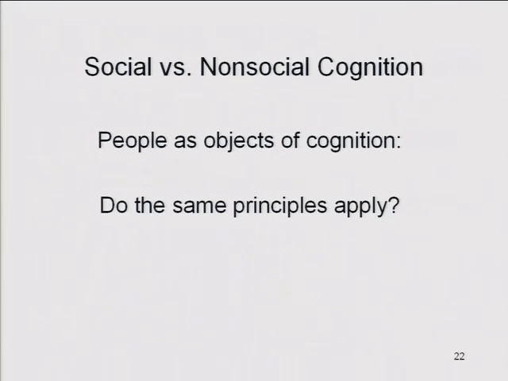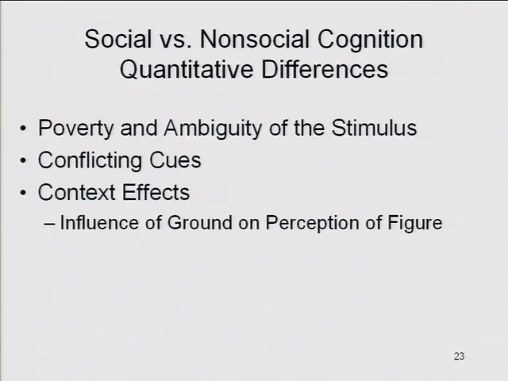That's just a starting assumption that provides a framework for the course, because it turns out that social cognition and non-social cognition differ in very important ways. Some of these ways are what I characterize as quantitative differences. There are differences in degree between the social case and the non-social case.